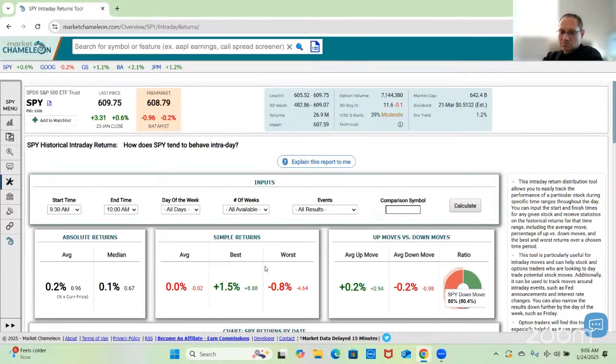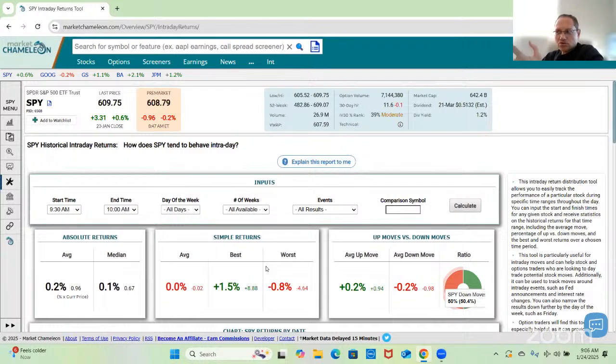summary statistics. Keep in mind, you could trade an option or stock with a very short period in mind. You could trade in and out of the same option in a half hour, or in an hour, the last hour of the day, the first hour of the day, or even a certain strategy, a pair strategy. So in this case, we're just going to keep it simple and look at SPY performance between 9:30 and 10 o'clock.